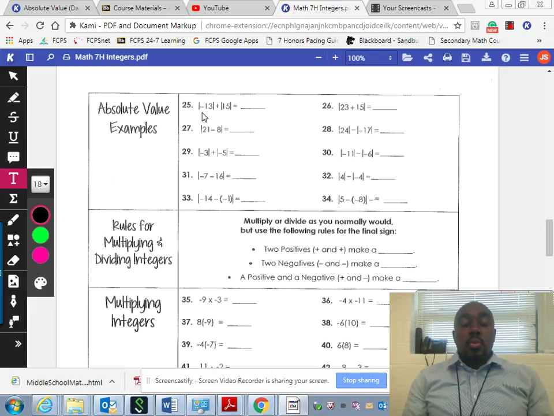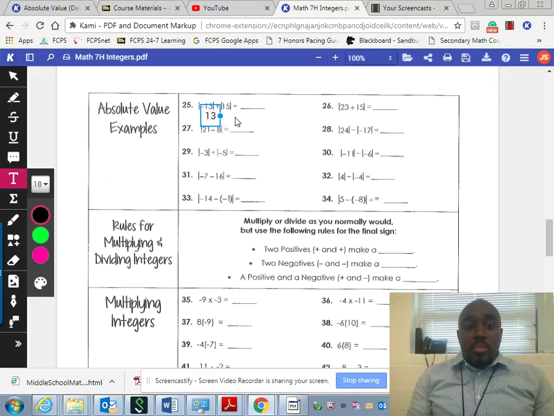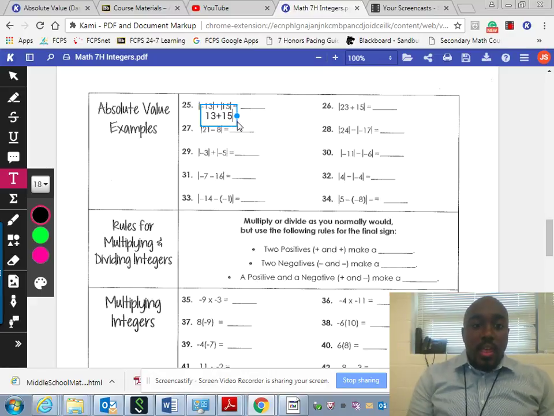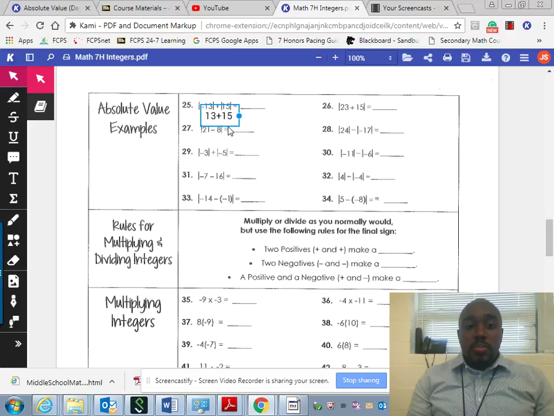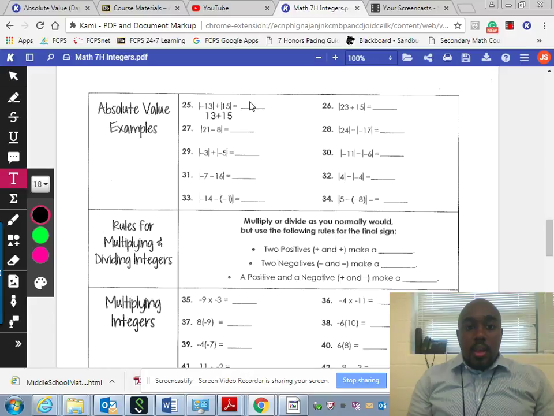So let me show you what I mean. So we look at number 25. We have the absolute value of negative 13, the absolute value of positive 15. Well, remember the absolute value is dealing with distance, and when we're dealing with distance, we can never have a negative answer. So the absolute value of negative 13 is 13, and the absolute value of 15 is 15. So now that leaves us with the problem 13 plus 15, and we all should know how to do this problem, and our answer ends up being 28, okay?